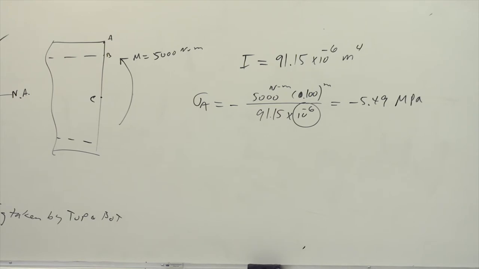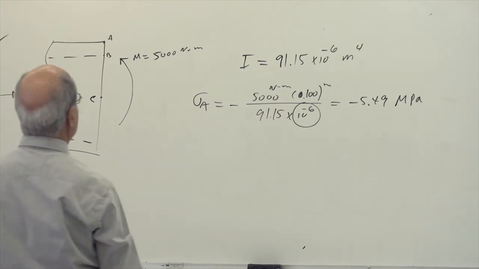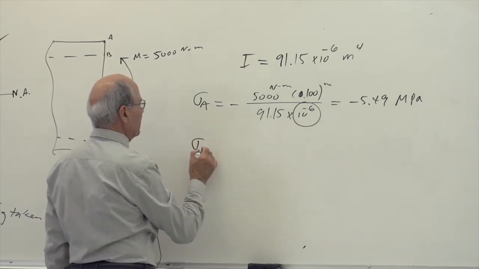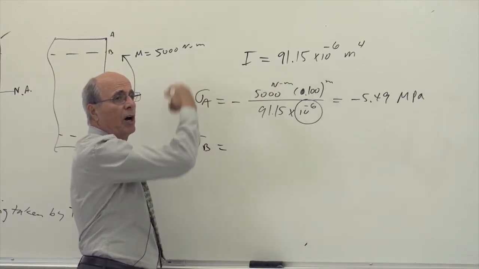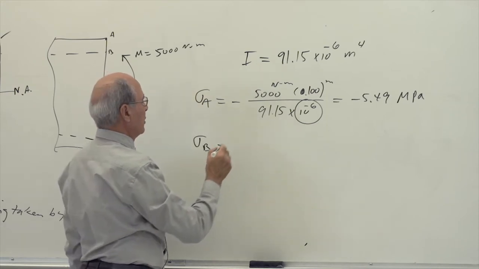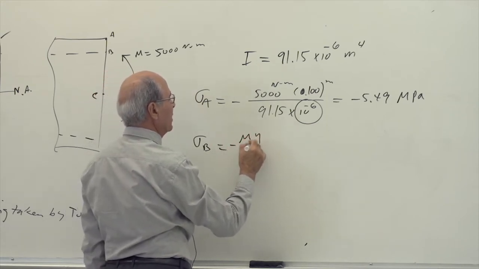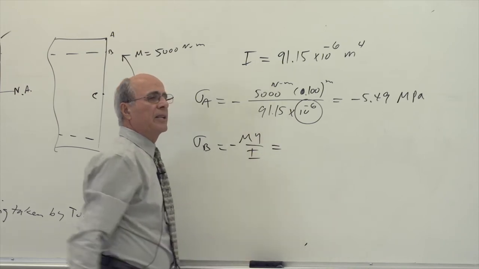Correct? Newton per meter squared. Now we can calculate sigma b. For the sigma b, obviously, I cannot use Mc over I. I have to use My over I. Remember that? So therefore, it is M, it is negative My over I, is that correct or not?